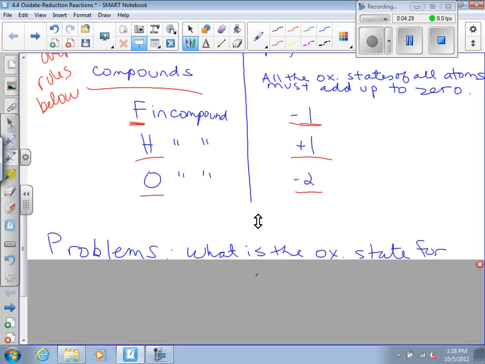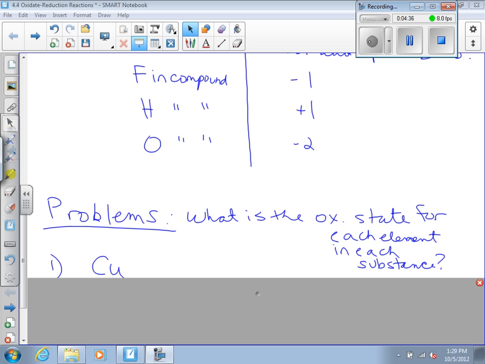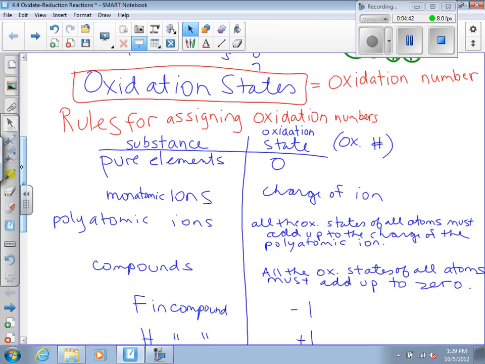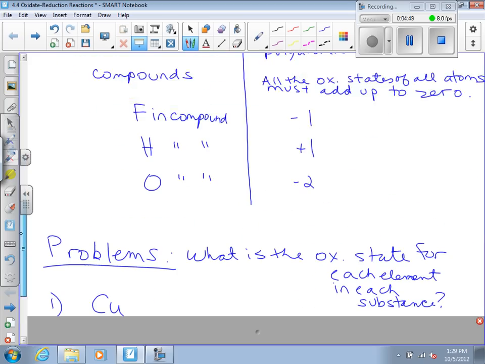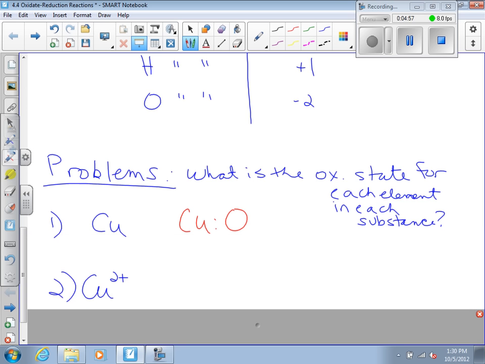All right, so let's do some problems. What is the oxidation state for each element in each substance? So what we do is we check our rules. First problem is copper. We go up to our rules. Copper is a pure element. Pure elements all have an oxidation state of 0. Therefore, copper has an oxidation state of 0 for pure copper. Let's go on to the next problem.